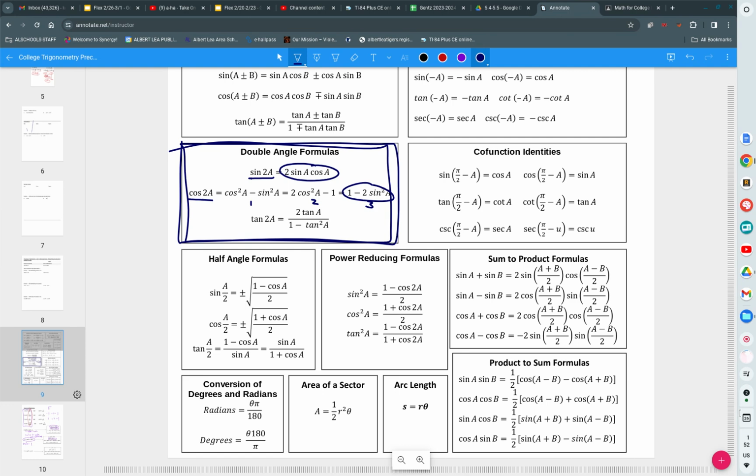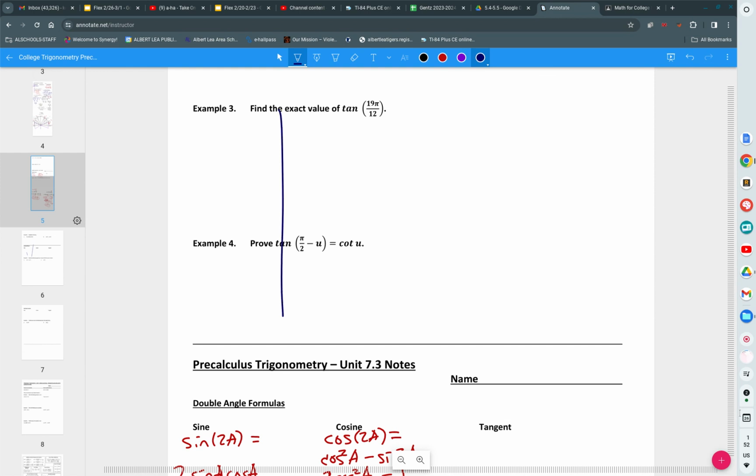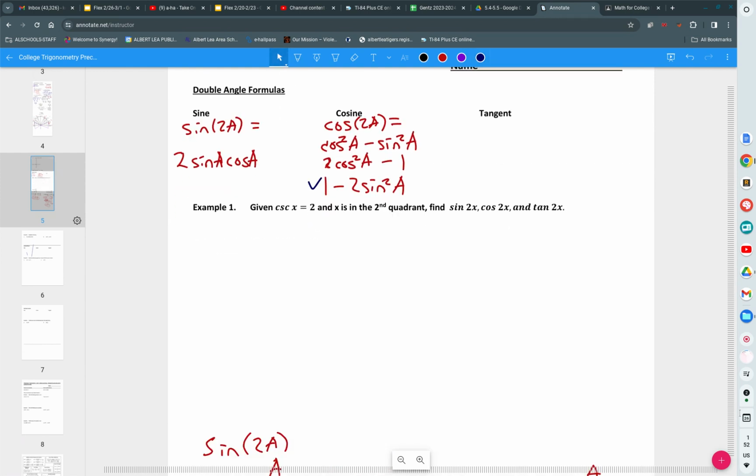Okay? So we go to our tangent option. And the tangent option, tangent of twice an angle, is equal to 2 tangent of the angle divided by 1 minus tangent squared of the angle.